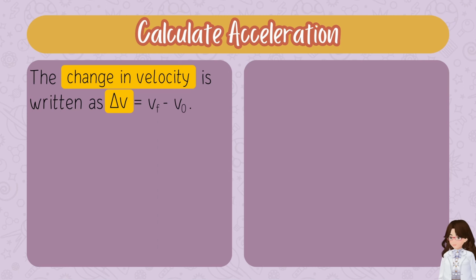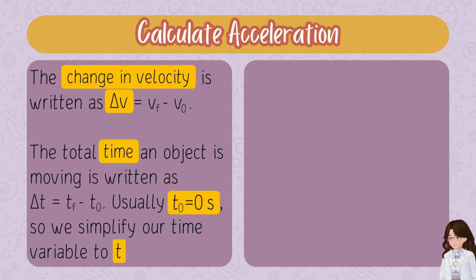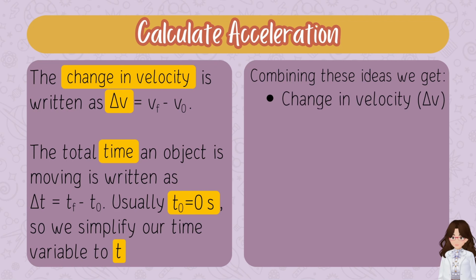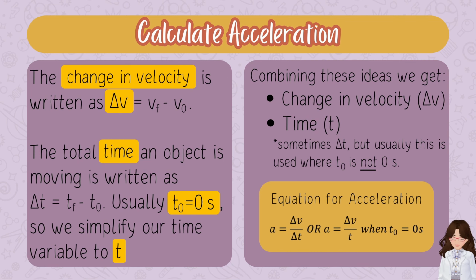Now, to calculate acceleration, like I said, when we say the change in velocity, we're going to write that as delta v, because we're going to look at the final velocity minus the initial velocity. And we're going to calculate that within a given amount of time. And again, this is from last video, so you could either use delta t if t naught is not 0, but because t naught is usually 0, we can simplify our time variable to t. Combining these ideas, we get the change in velocity is delta v, time is t, sometimes delta t, and then our equation for acceleration is a equals delta v over delta t, or a equals delta v over t when t naught is equal to 0 seconds.